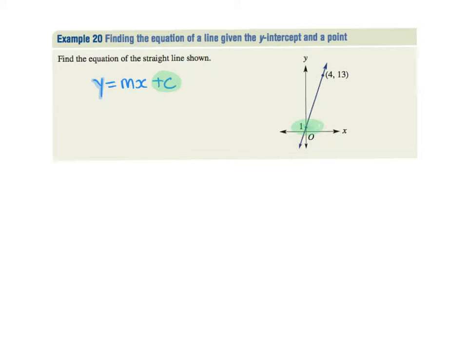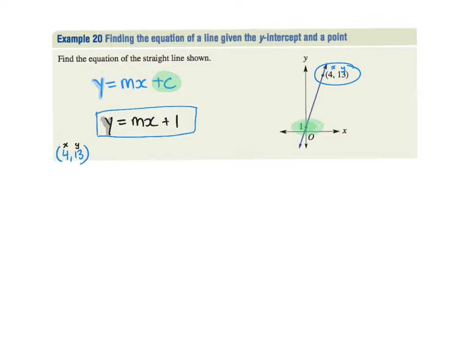So I can already read off here that that is 1. So I'm going to write +1. If you have a look at it, I have everything but the gradient. So what I'm going to do is use this point, and I know that's an x and a y. So I'm going to use this point to find out the gradient using what I've got so far. Because this is an x and this is a y.